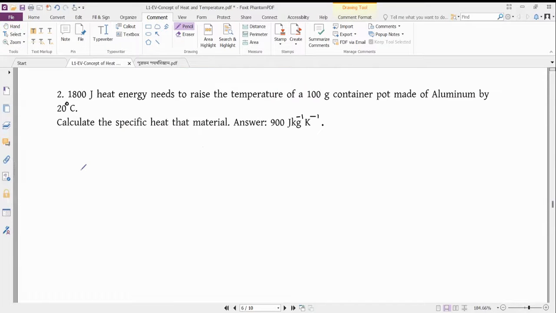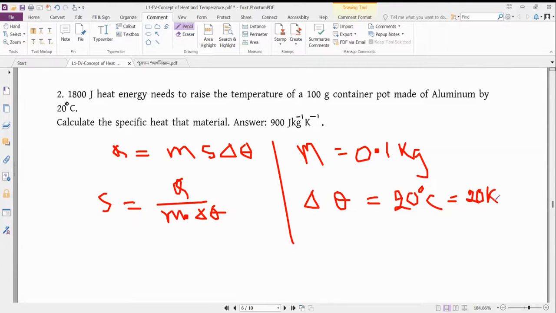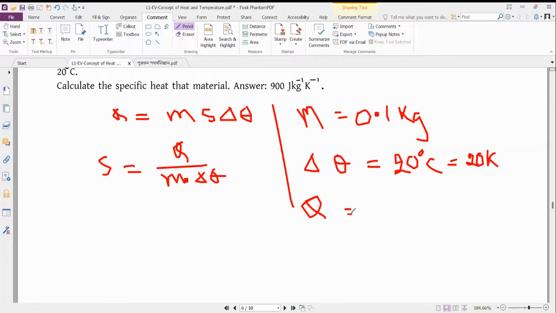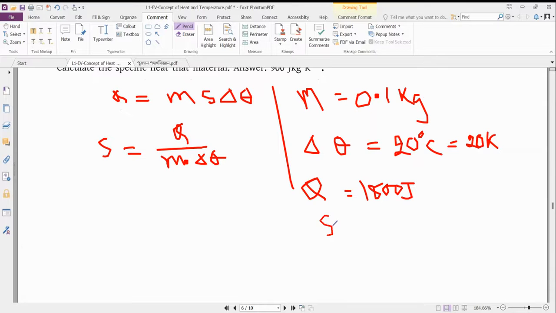It's very simple. We know that Q equals m s del theta. So we can rearrange that as s equals Q divided by m del theta. Here m is 0.1 kg, and del theta equals 20 degrees Celsius or 20 Kelvin, and the supplied heat energy is 1800 joule. The question is, what is the specific heat?